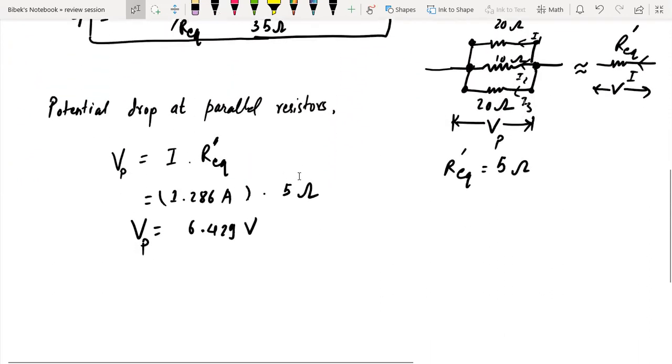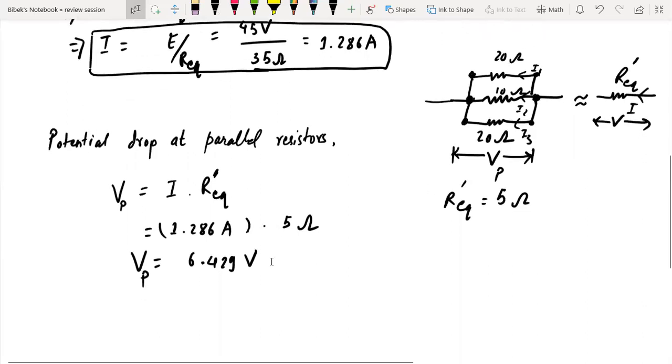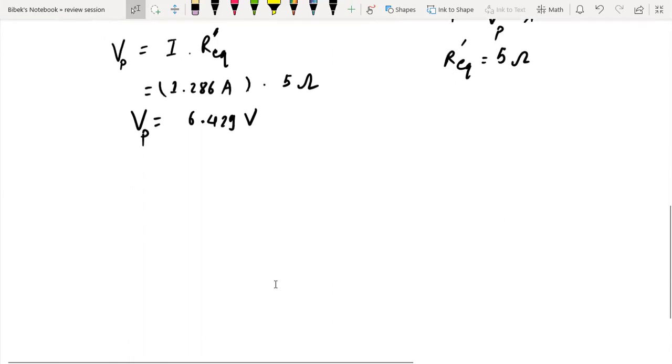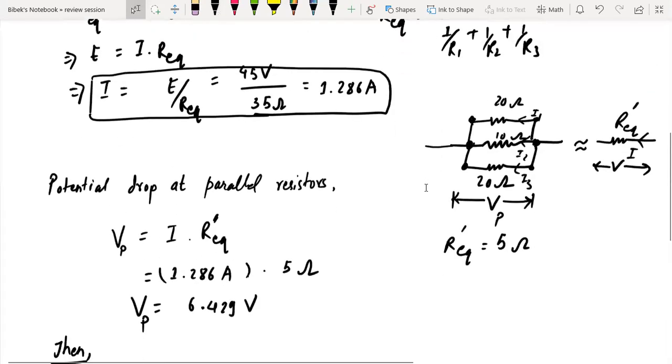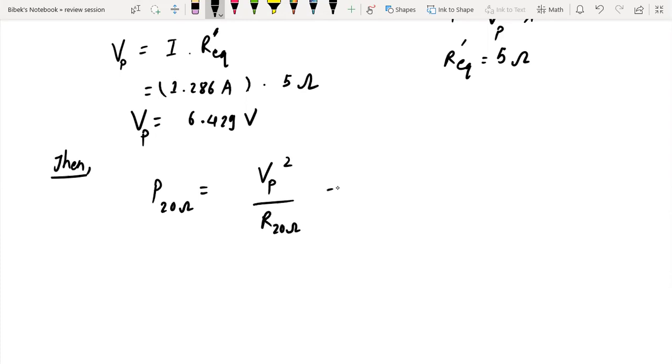Okay, so now we can find power directly by squaring this term and dividing by the 20 ohm resistance. That's the short way, or you can find the current, okay? So yeah, for this one, let's go the easier way. Earlier I was saying let's go with current. It's easier to calculate power directly from this. So power across the 20 ohm resistor is just V parallel squared divided by R, 20 ohms, okay? So that is 6.429 volts squared divided by 20 ohms. So that's about 2.067 watts, okay?